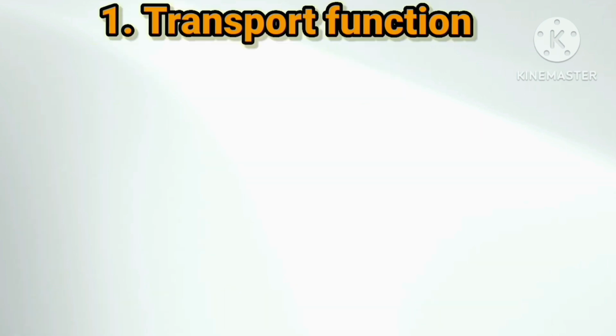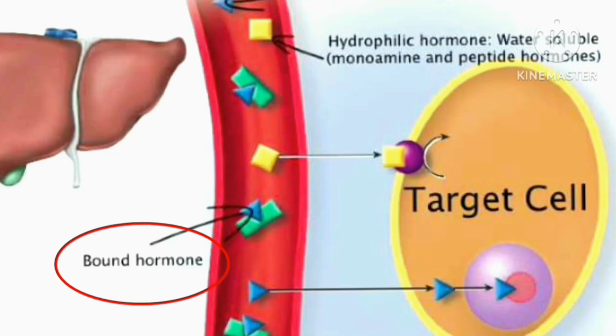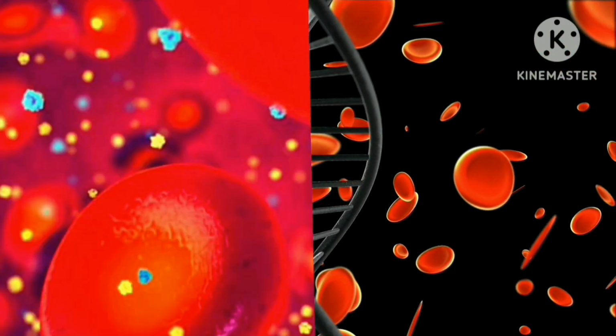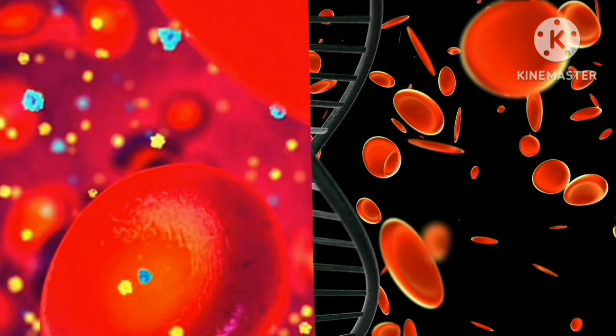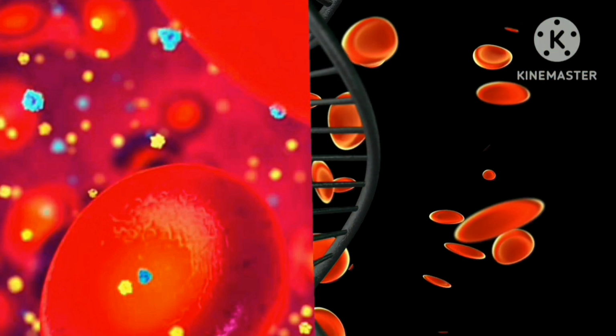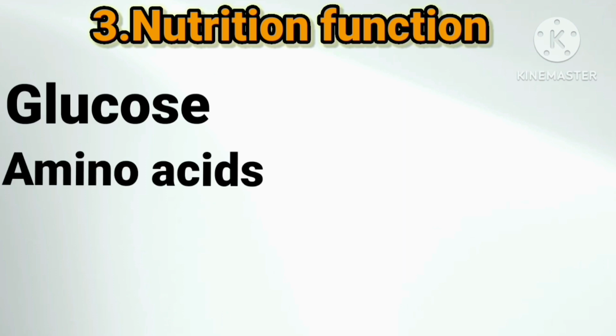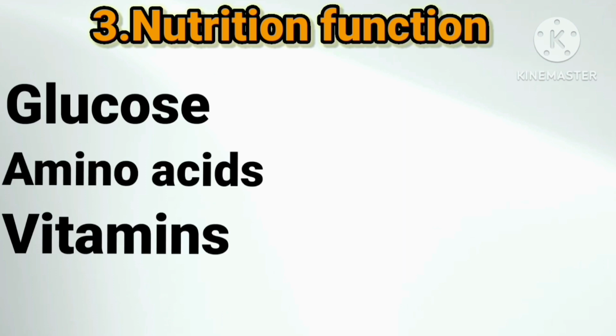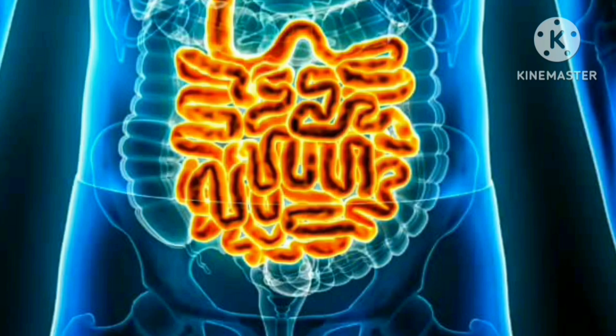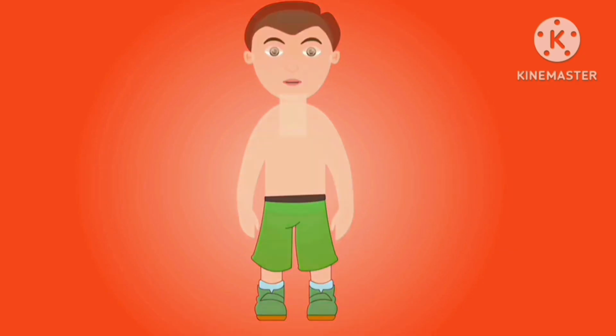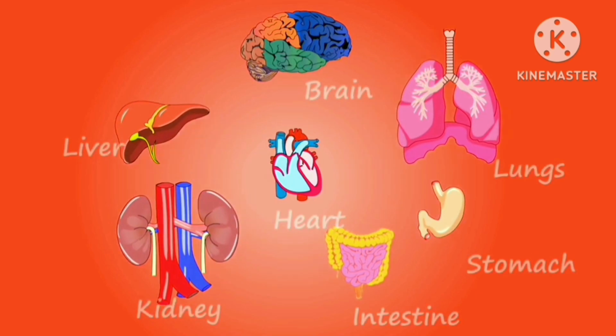Transport function of blood. Blood transports hormones from where they are secreted to their target organs or tissues. Excretory function. Blood removes waste products of metabolism formed in tissues and carries them to the excretory organs like the kidney, skin, etc. for excretion. Nutritive function. Nutritive substances like glucose, amino acids, and vitamins, after being absorbed from the gastrointestinal tract, are carried by blood to different parts of the body for growth and production of energy.